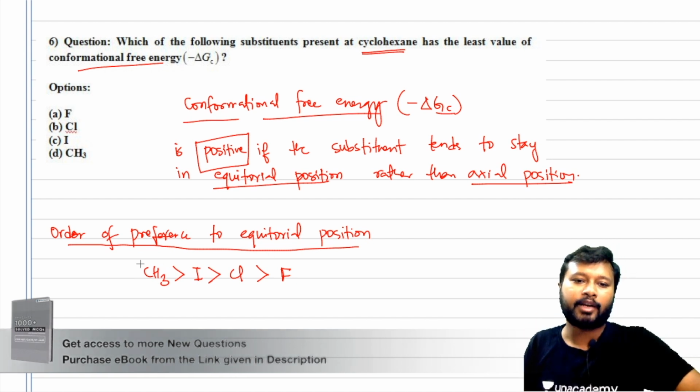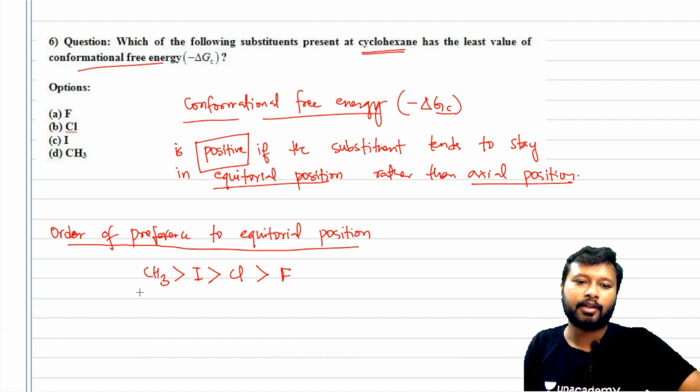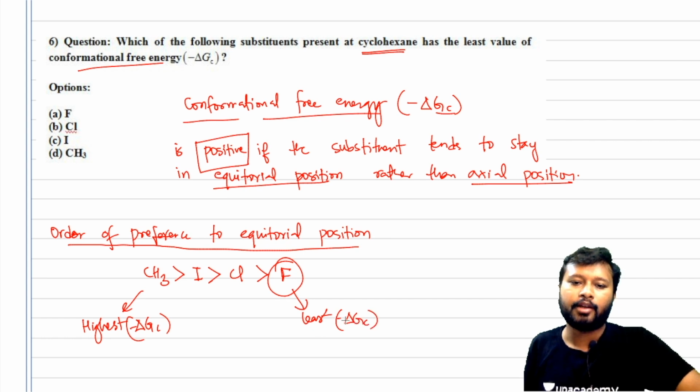That means methyl will have the highest minus delta GC value, or conformational free energy value, whereas F will have the least minus delta GC value. So the conformational free energy for fluorine will be least. Why? Because it has the least tendency to stay in the equatorial position. It can stay in the axial position as well.